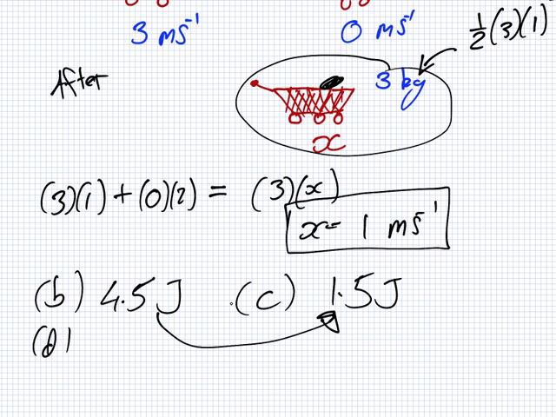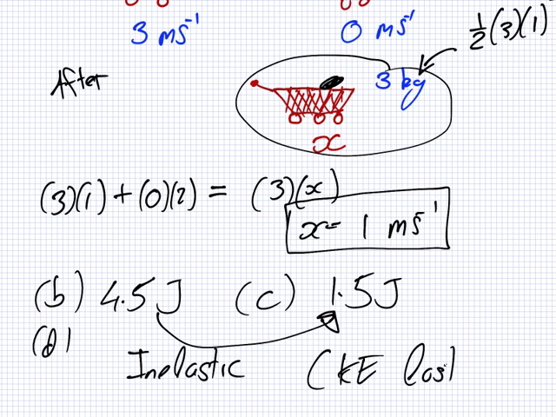Right, next example now. So the answer for the last one is inelastic, because kinetic energy was lost or changed. If it is elastic, the kinetic energy must be the same. It can only be the same or less. It can be elastic if it's the same.